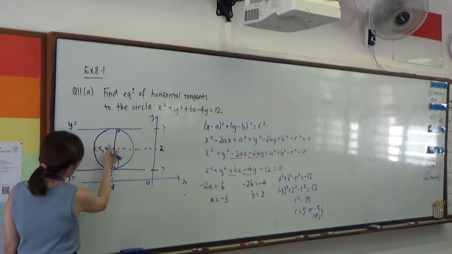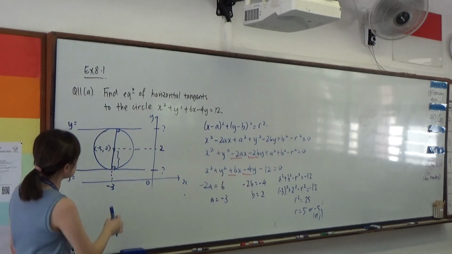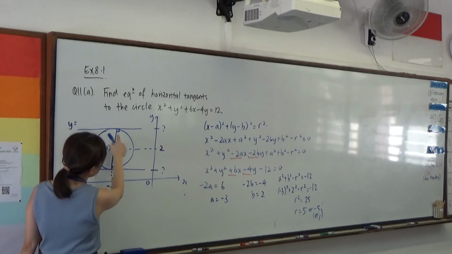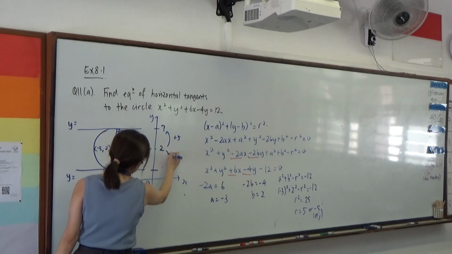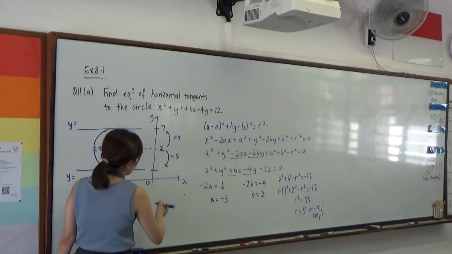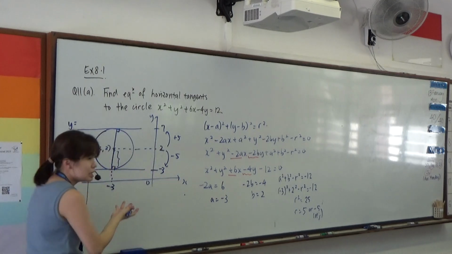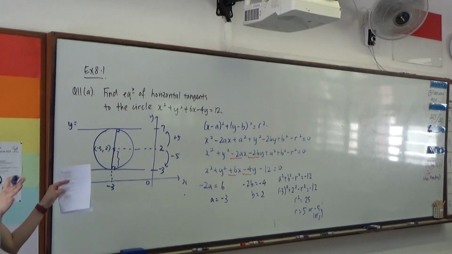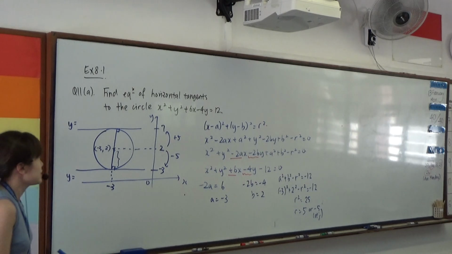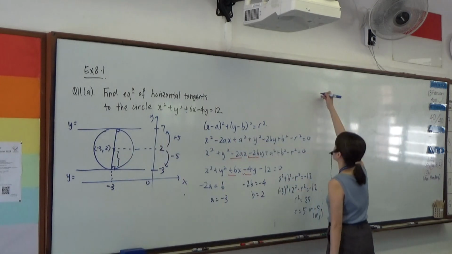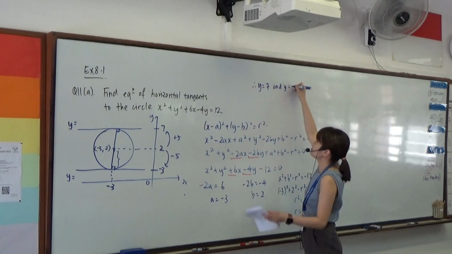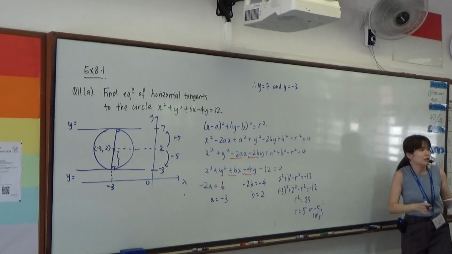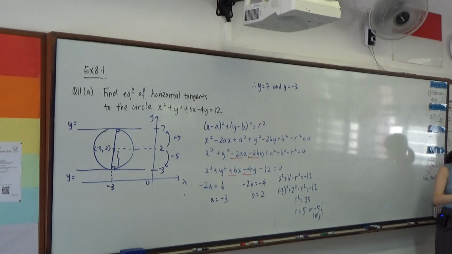So that means that with the radius being 5, it will be 5 units above 2. That means this will have to be 7. And then 5 units below your 2, so minus 5, therefore that will be -3. My diagram is meant to be drawn as a facilitation, it's not meant to be accurate. Therefore my equations of the horizontal tangents will be y equals 7 and y equals -3. So that's how we solve question 11A.